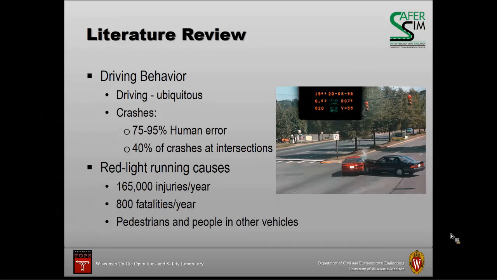As I mentioned earlier, recently we had 939 fatalities. Usually red light running causes an estimated 165,000 injuries and around 800 fatalities each year. Half of these fatalities are pedestrians and people in vehicles that are hit by the red light runners.